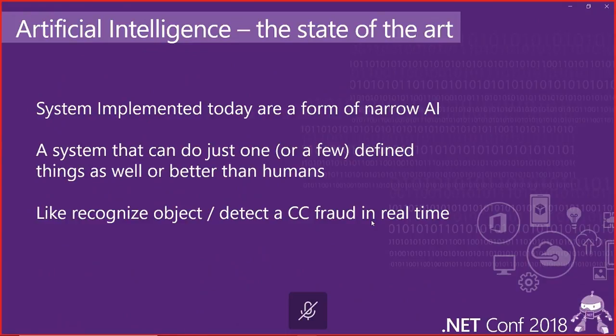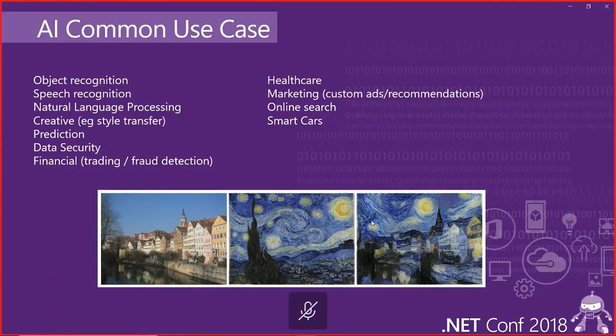Artificial intelligence today is a form of narrow AI: a system that can do just one or a few defined things as well as or better than a human. And this is important. So it can recognize something, or maybe detect credit card fraud in real time. There are several use cases in artificial intelligence, like object recognition, speech, and creative uses like style transfer, as you see in this picture: on the left the original picture, in the middle the style that will be transferred to the original picture, and on the right the result. How cool is this! In common, we can say today that you can infuse any of your applications, any of your services, any of your websites with artificial intelligence to make them smart.